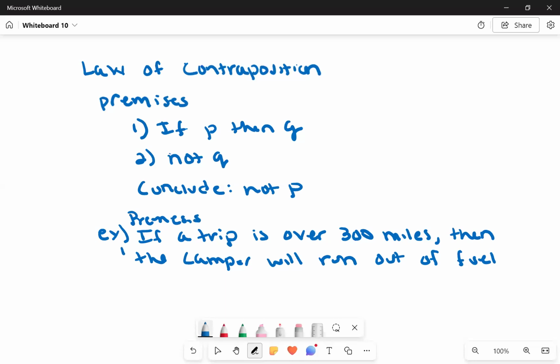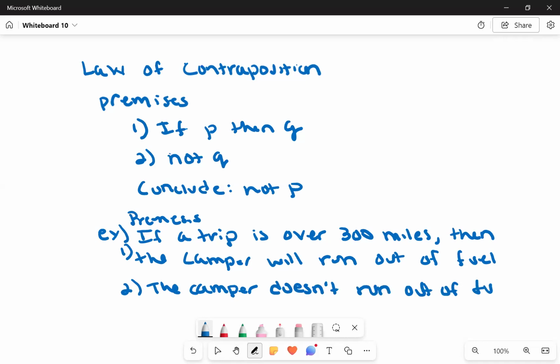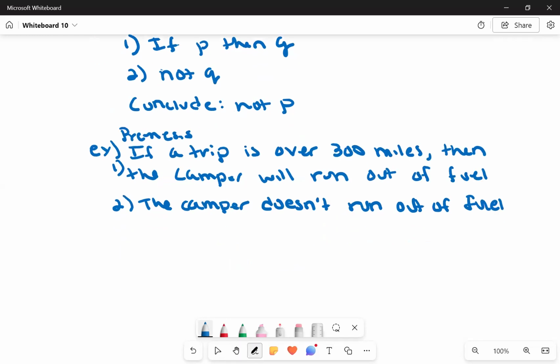Okay, and it's the first one. Second premise, the camper does not run out of fuel. Sorry, it's got to catch up with me again. Doesn't run out of fuel. So the conclusion will be the trip wasn't over 100 miles. Now, again, I'm sorry, over 300 miles.